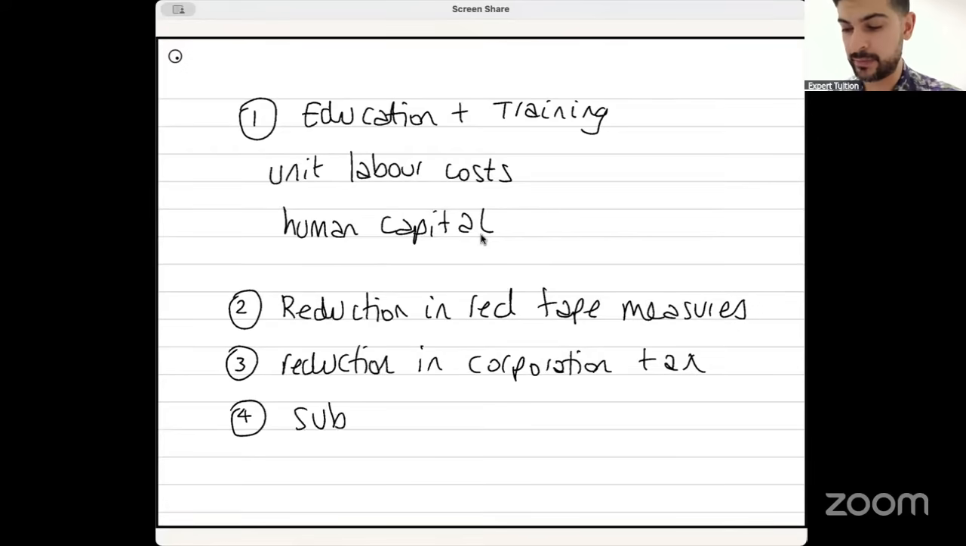Number four, so easy, and we've done it: subsidies. I just did it. Did you remember that subsidies are a supply side policy? Again, the same analysis that I just did a second ago. You apply it, lucky you. Last one is number five: improve infrastructure.